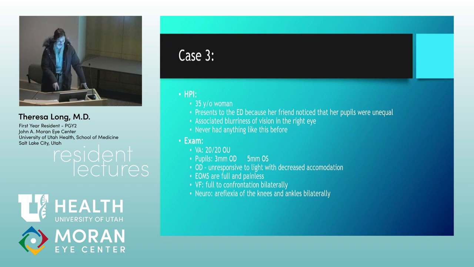So just to clarify, let's say the affected side is larger, and the affected side is unresponsive to light with decreased accommodation. So what are you guys thinking? So you have a large, I think an abnormal pupil, a large pupil that's unresponsive to light with decreased accommodation.